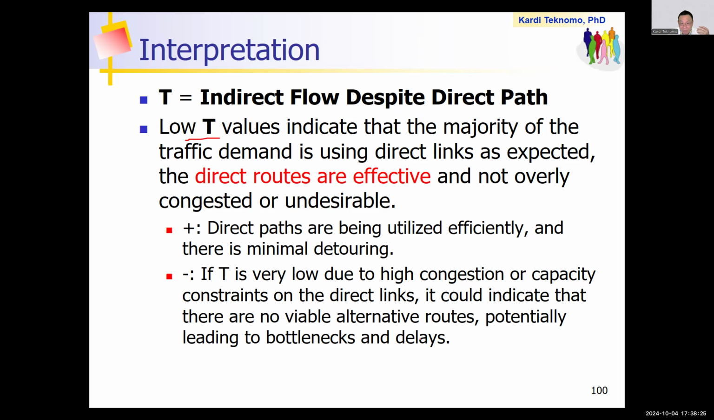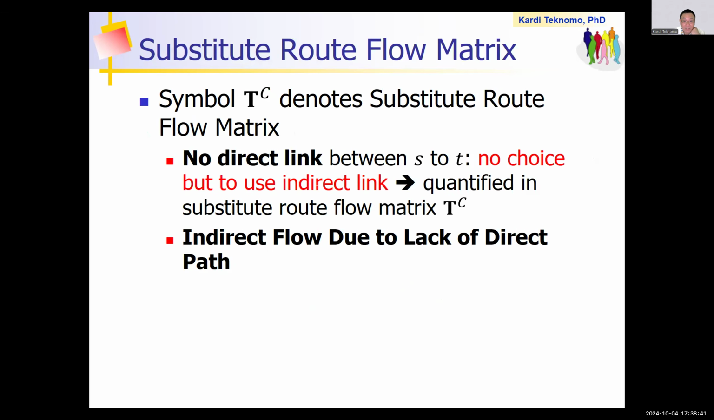That means there is no other alternative route, so there is a bottleneck. So you can think two-way, on the positive side or on the negative side. Now for the TC, T complement, let's call this substitute route. That means there is no direct link between S and T, between the two nodes, origin and destination. So there is no choice. They need to use indirect links.